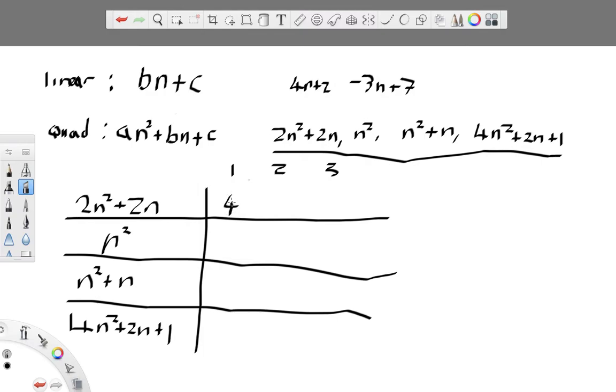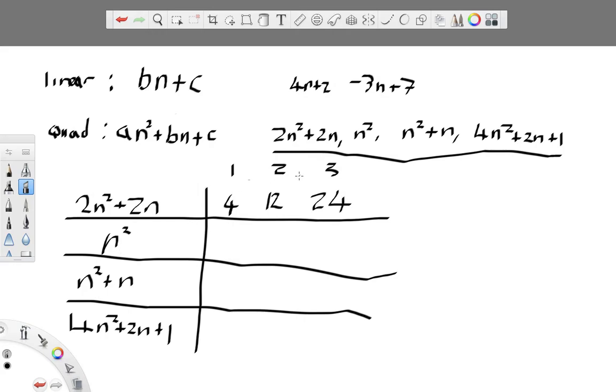Then again, if we want the second term, we just substitute 2 in where we see n. So in that case, we'll have 2 times 2 squared plus 2 times 2. That's 12. And then if we want the third term, again, every time we see the n, we just substitute 3 in. So we'll have 2 times 3 squared plus 2 times 3. And that is 24.